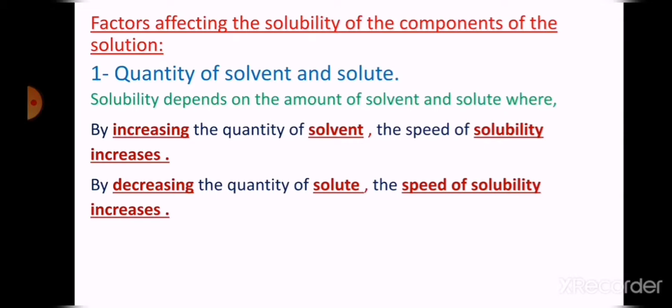So, factor number 1 that affects the solubility process is the quantity of the solvent and the solute, because by increasing the amount of solvent, the speed of solubility increases, so it takes a shorter time to dissolve. And by decreasing the quantity of the solute, the speed of the solubility will increase, so it will take a shorter time to dissolve.